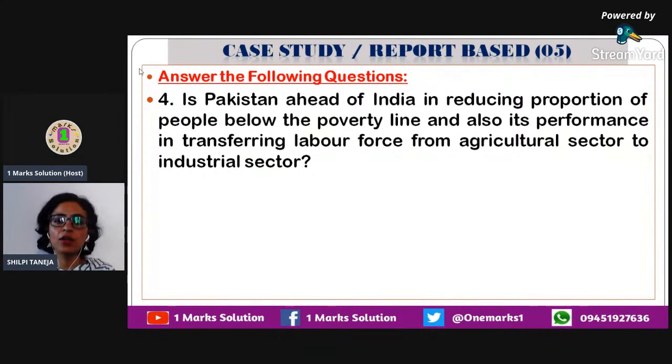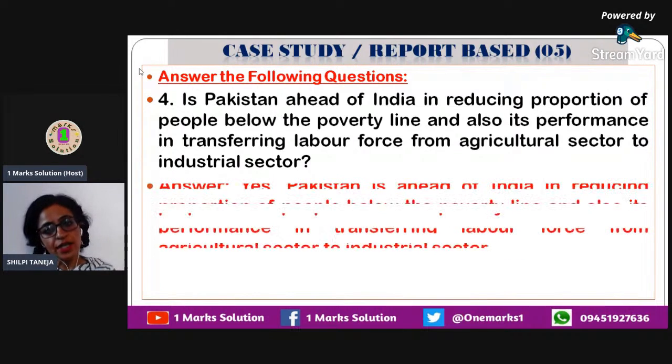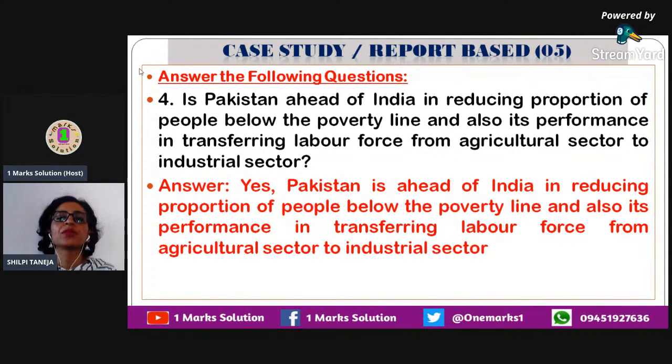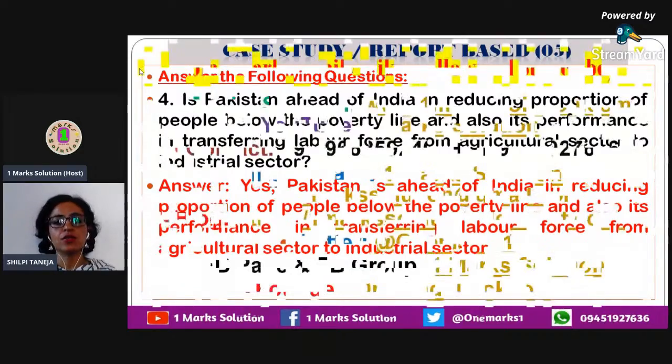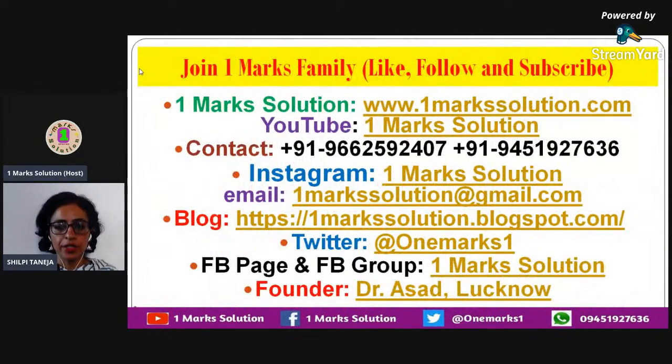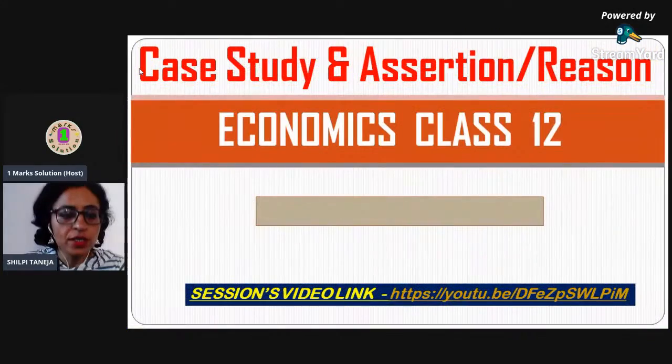Is Pakistan ahead of India in reducing the proportion of people below the poverty line, and also in its performance in transferring the labor force from agriculture to the industrial sector? Yes, they were able to. Yes, Pakistan is ahead of India in reducing the proportion of people below the poverty line. We have discussed it in that report too, and also its performance in transferring labor force from the agriculture sector to the industrial sector. So that was it. I hope you all understood all these questions.